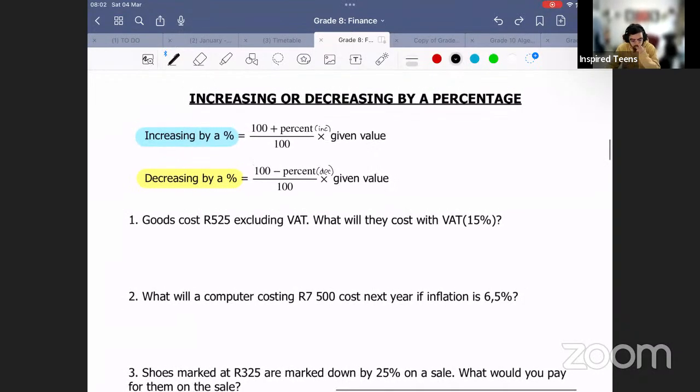It says goods costing 525 Rand, excluding VAT. What will they cost with VAT? So here is a VAT question. If you are talking about specific VAT questions, let me know if it's going to be different to this, but we are going to get to finance calculations as well.